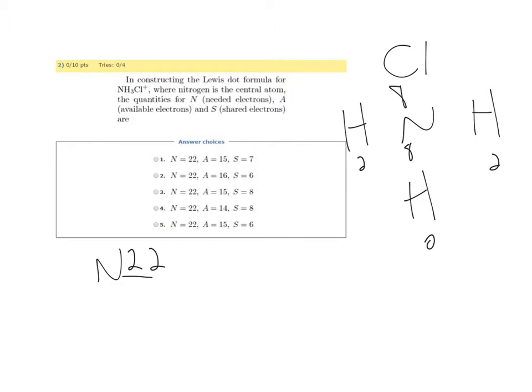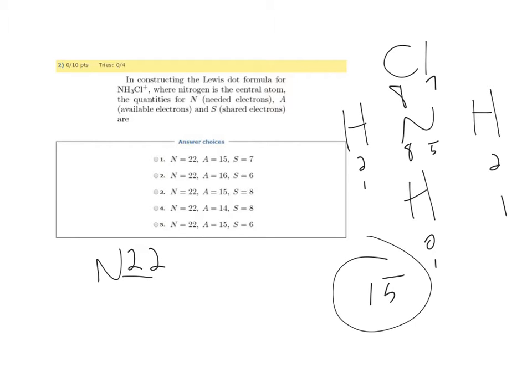Now they all say 22 for N, so that doesn't really help. Available. Well, we have 1 available from each of the hydrogens. We have 5 available from the nitrogen. And we have 7 available for the chlorine. And we would look that up on the periodic table if need be. So 1 plus 1 plus 1 plus 5 plus 7 would be 15.